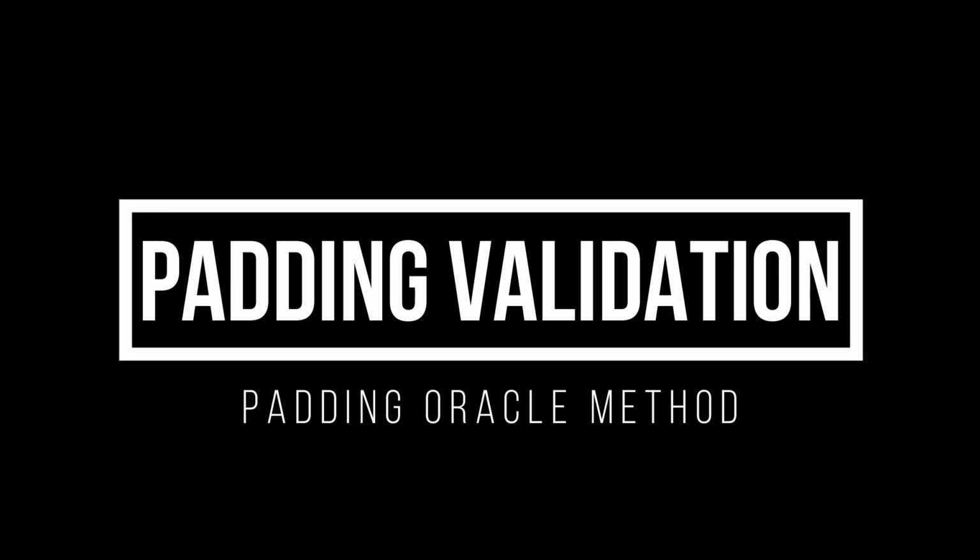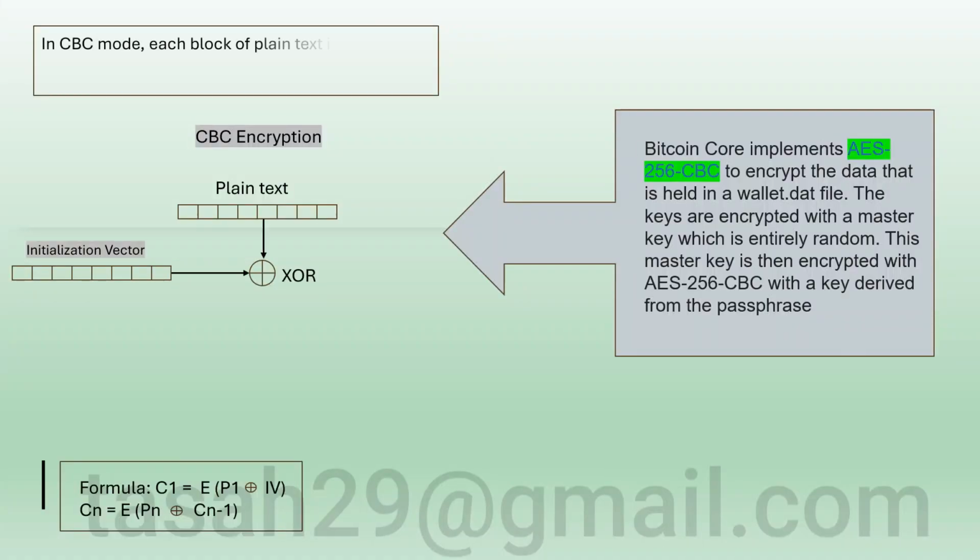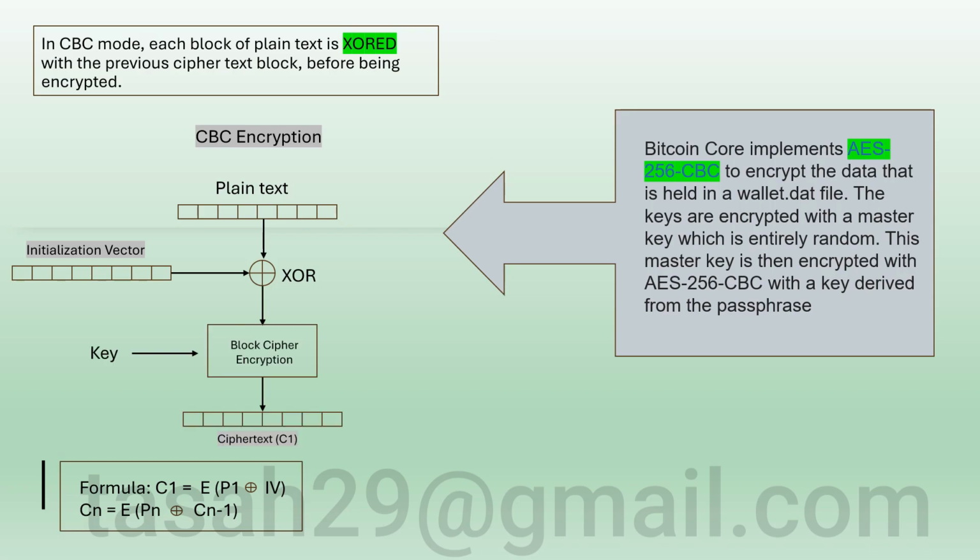To understand padding oracle attack vulnerabilities, let's first go through CBC encryption and decryption, which is used by Bitcoin Core. In CBC mode, each block of plaintext is XORed with the previous ciphertext block before being encrypted. And thus, after rounds of encryption, the encrypted hash of the plaintext is generated. Now let's look at the padding oracle attack.